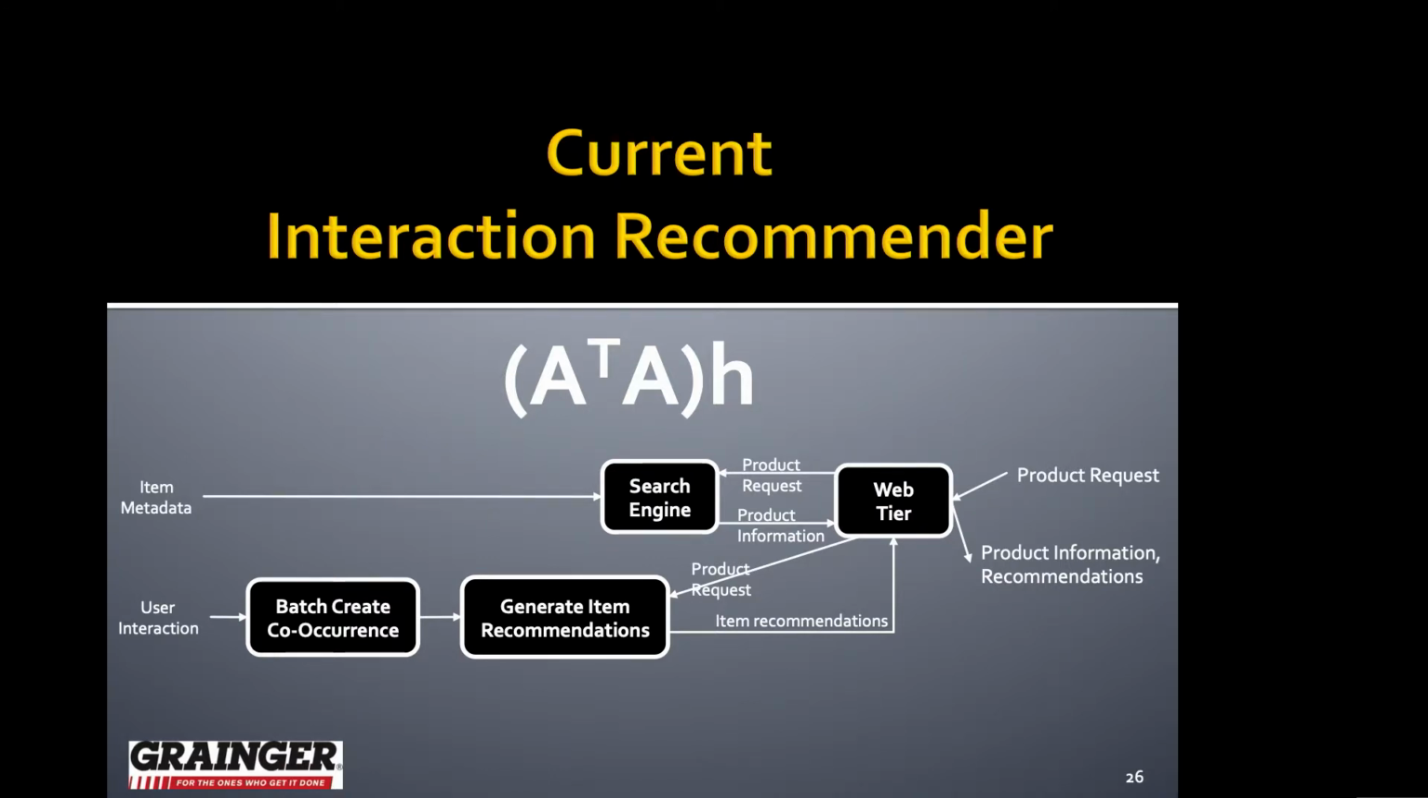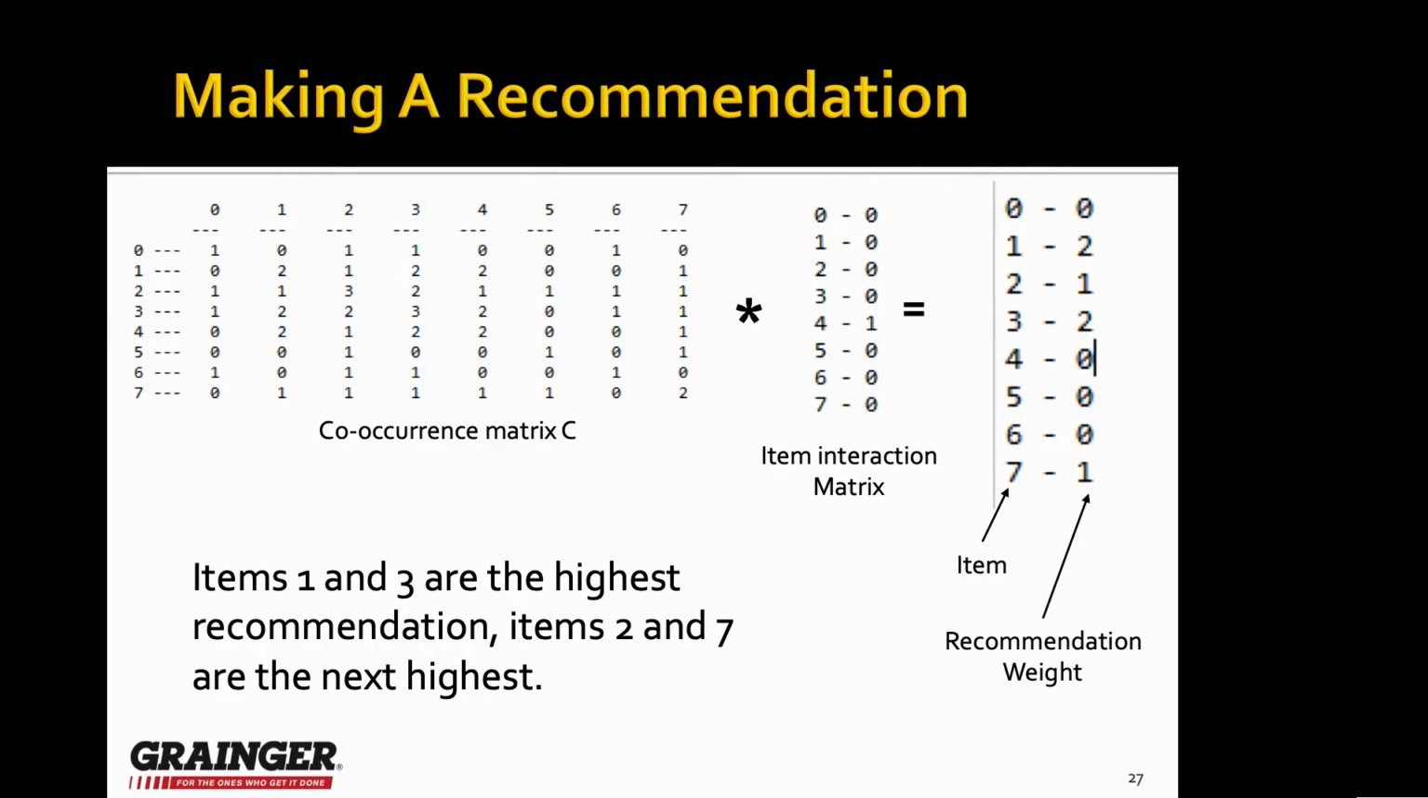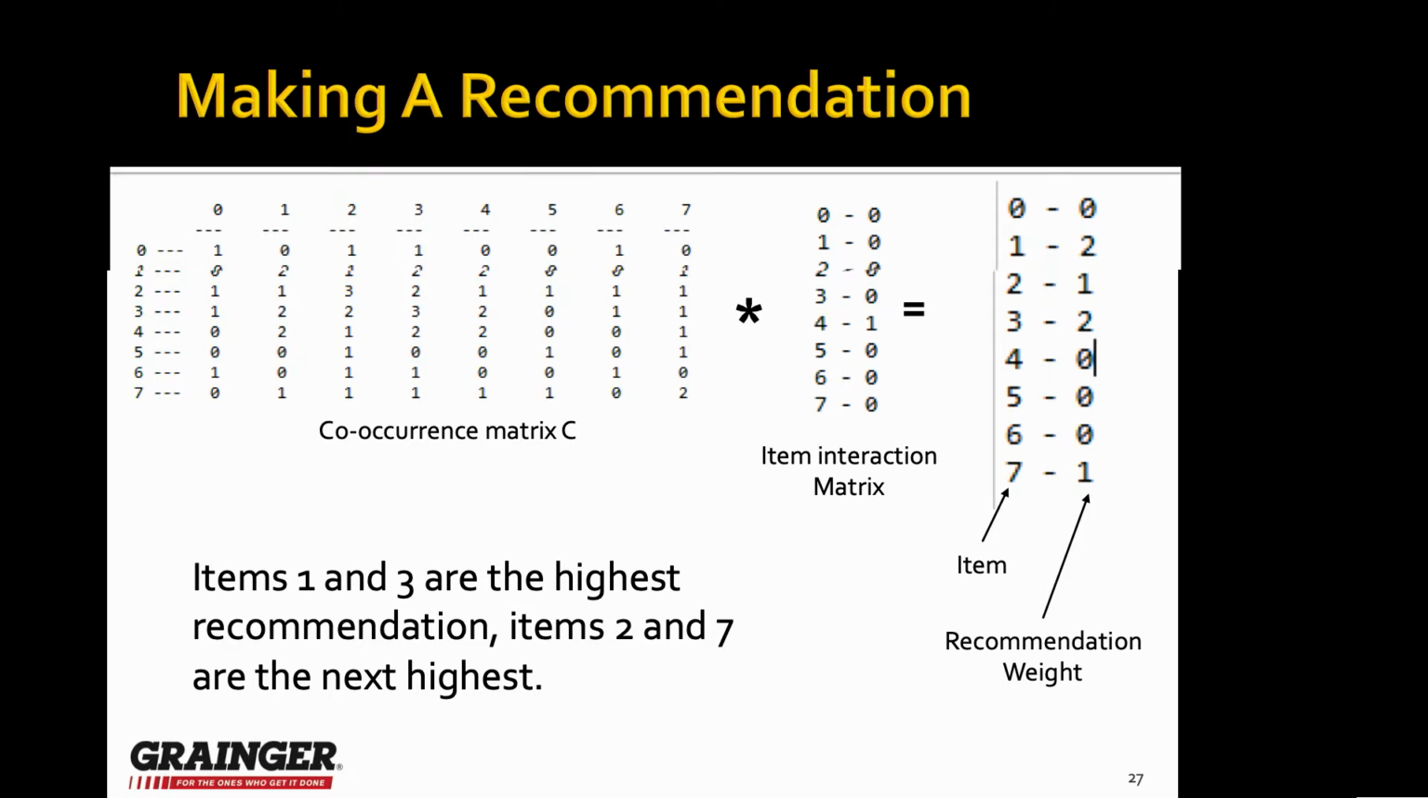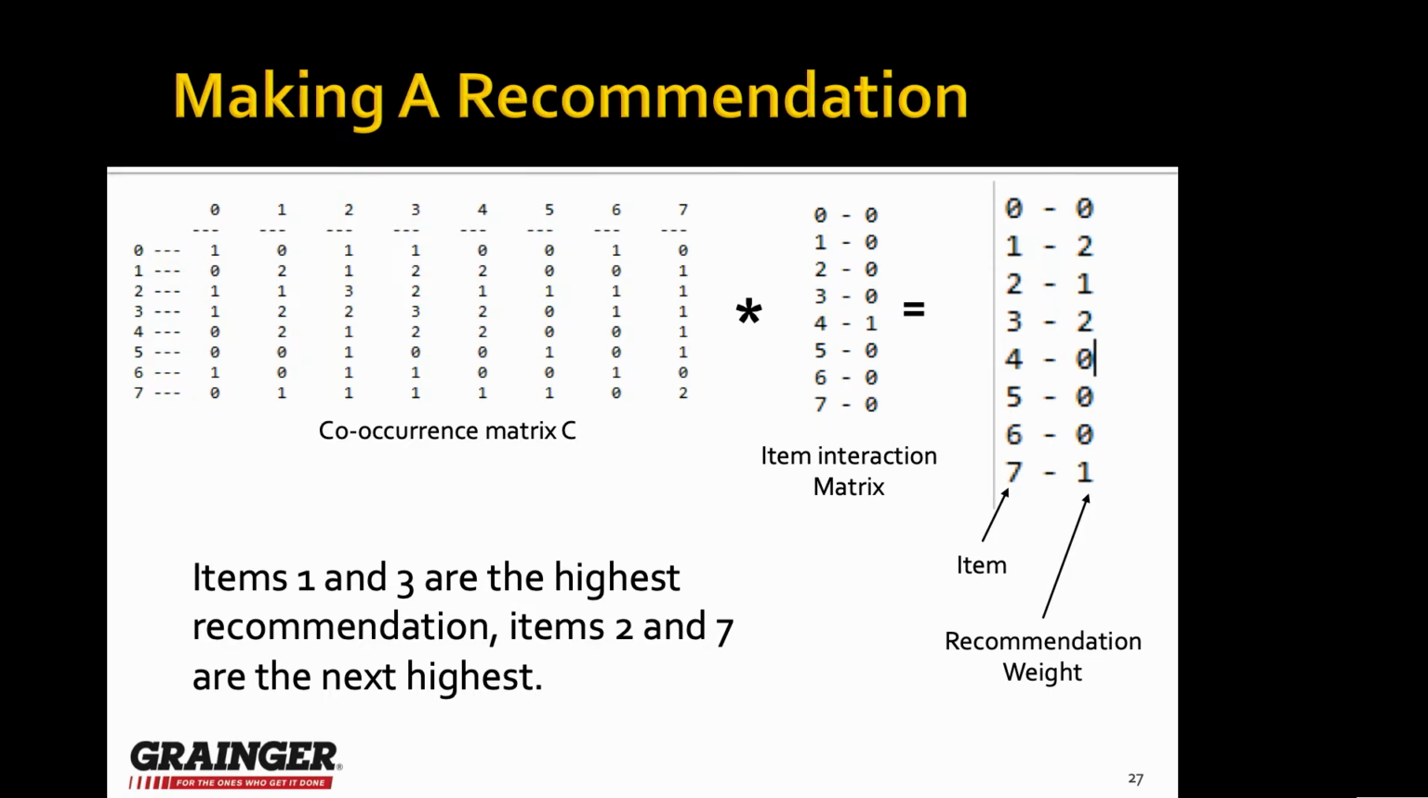Okay, the co-occurrence matrix we took a look at. We got our item interaction matrix. We saw that item 4 has interacted with once. We multiply these two things together, and again, that matrix on the left, you can pre-compute it. You can pre-compute that and store it. You don't have to worry about that being done in real time. Take a look at what we got on the right.